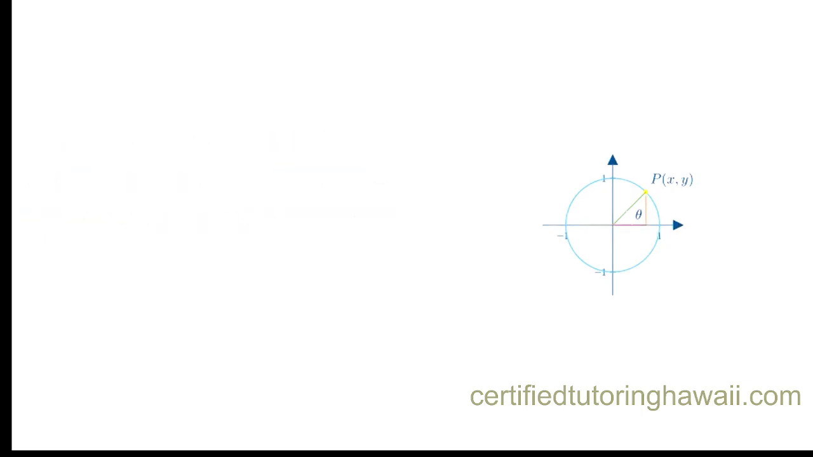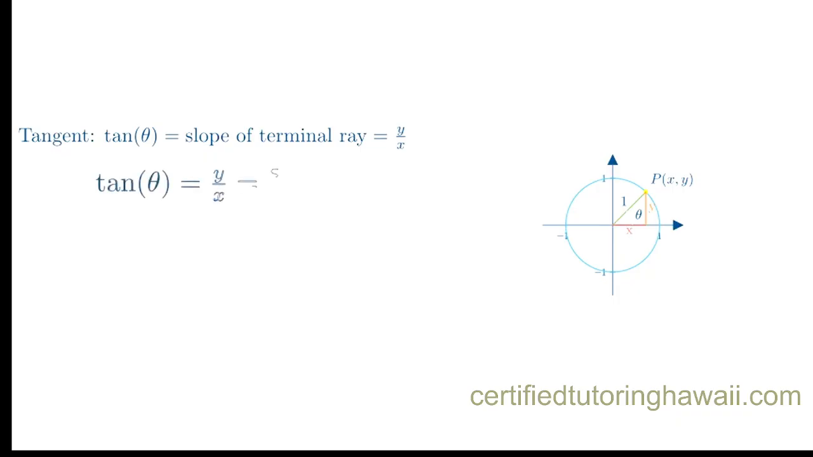Finally, let's talk about tangent. The tangent of an angle theta, written as tan theta, has a few important interpretations. First, it's the slope of the terminal ray. If you think about the slope formula, rise over run, that's y over x. So the tangent of the angle is the y-coordinate divided by the x-coordinate. We can also express tangent in terms of sine and cosine. Since y is sine and x is cosine, tangent is sine divided by cosine.